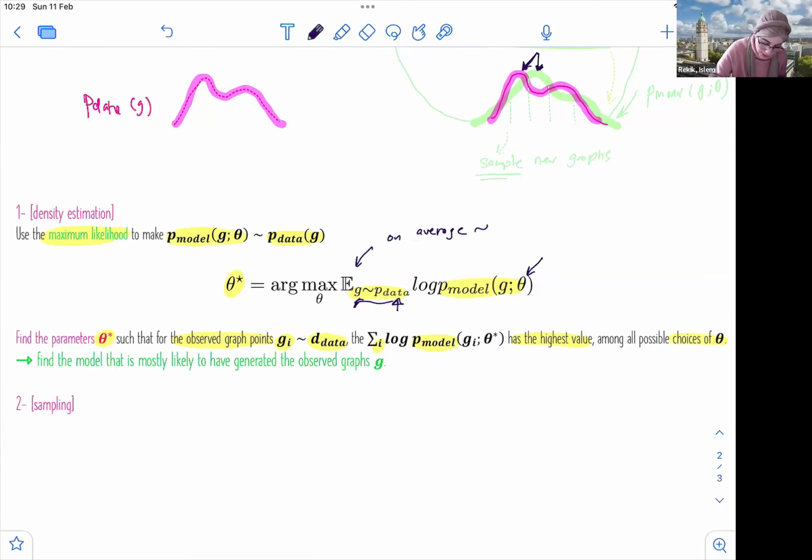Here we can flip this and say theta star minimizes over theta the negative of the log, and then we can turn this into a minimization problem. So these are two different ways of formalizing this problem. And the goal is to find the model theta that is most likely to have generated the original observed graphs G.